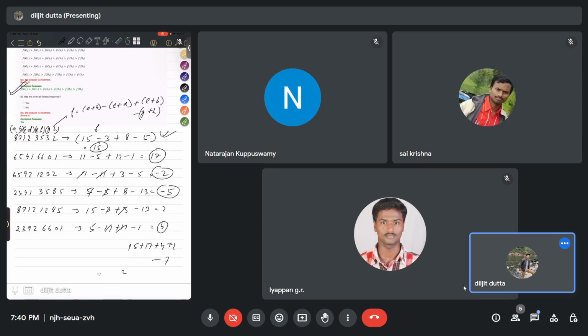So it will be 21, 21 plus 17, 38. 38 minus 7 is 31. This is the total fitness after crossover.